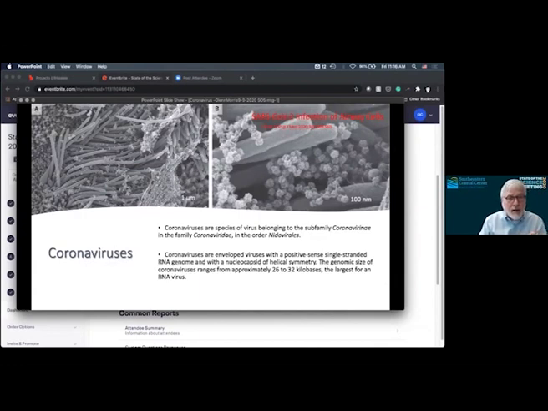Just by way of background, coronaviruses are species of viruses belonging to the subfamily Coronavirinae. They look like this. These actually are electron micrographs that were done by a group at University of North Carolina, published in New England Journal. You normally see the type of picture that was on my initial slide, but these are real viruses. And you can see them clustering around alveolar cells here in the lung. Next slide.